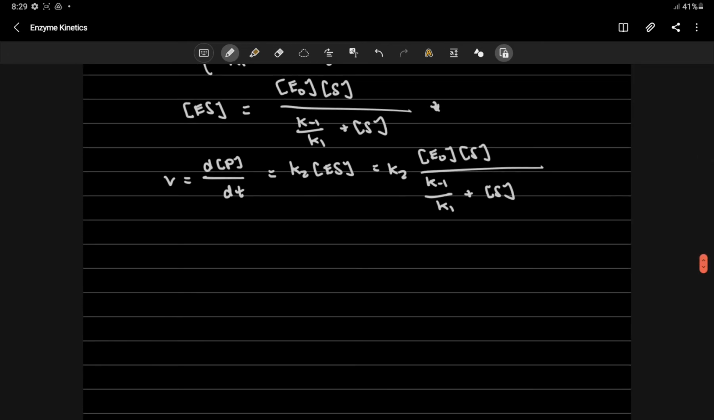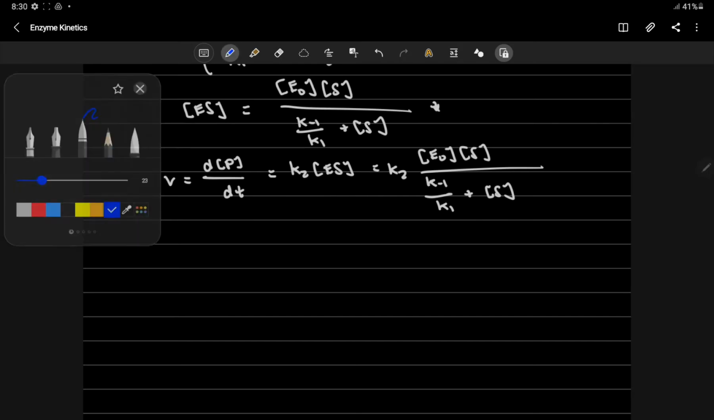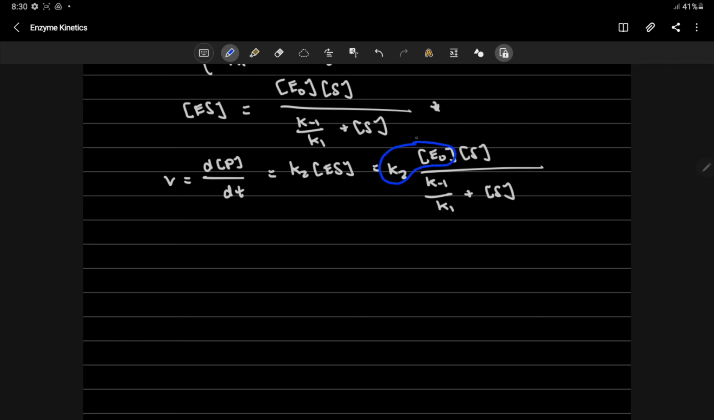Ngayon, yung K2 times the initial enzyme concentration, so I'm talking about this part. This is actually what we call as the maximum velocity or maximum rate of reaction. Kasi yan yung initial enzyme concentration. Okay? Kumbaga, initially, wala pang nakabind na substrate. So, whatever the velocity of that, yun yung maximum. Okay? Now, another thing is this. This ratio here, yung ratio ni K minus 1 over K1, tawagin natin siyang Km. Or rather, Km prime. Okay?